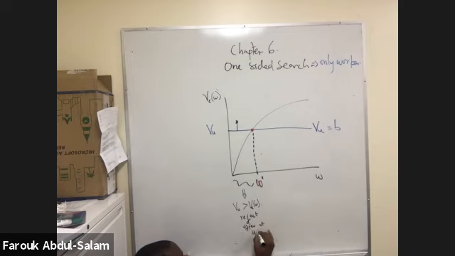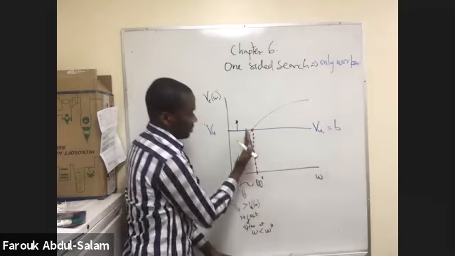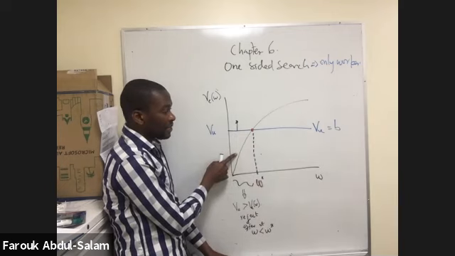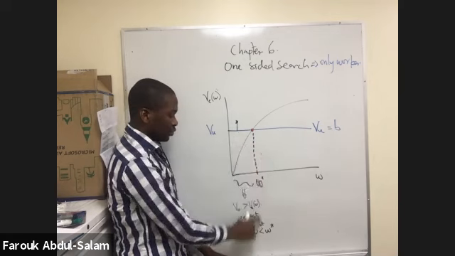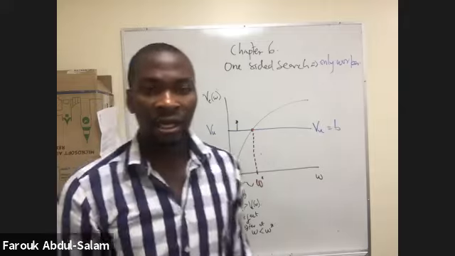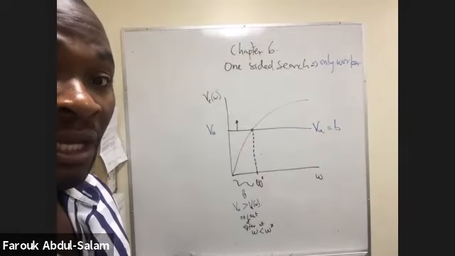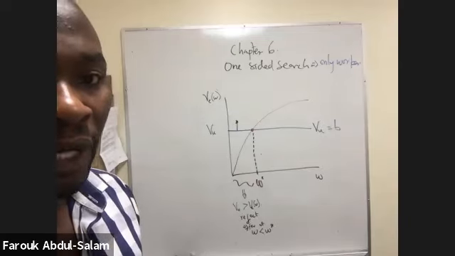At W star, all the region that you have here, where this blue line is greater than this black line, basically implies that the value of not working is higher than the value of working. So you will never go and look for work. And that's what we have currently in the Canadian economy. Because of the CERB, which promises you $1,000 every 2 weeks, the value of not working is higher. People are not willing to work anymore.